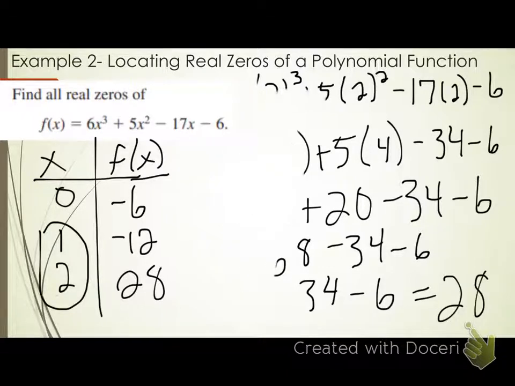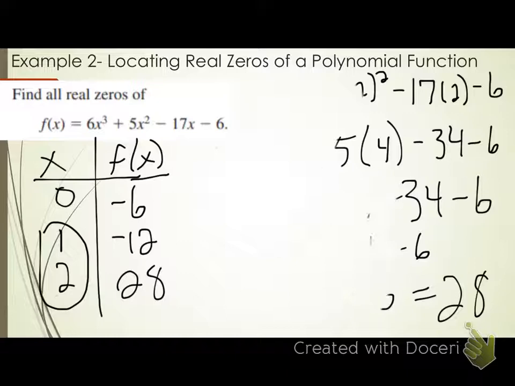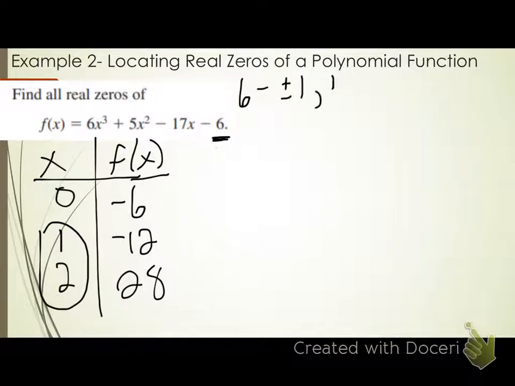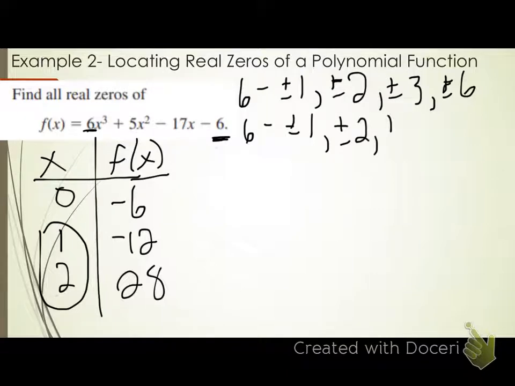So let's use our rational root theorem real quick to list out our possible rational roots of our polynomial function. So I'm going to list out factors of my constant term, 6: plus or minus 1, plus or minus 2, plus or minus 3, plus or minus 6. And let's list out factors of our leading coefficient. Plus or minus 1, plus or minus 2, plus or minus 3, plus or minus 6.